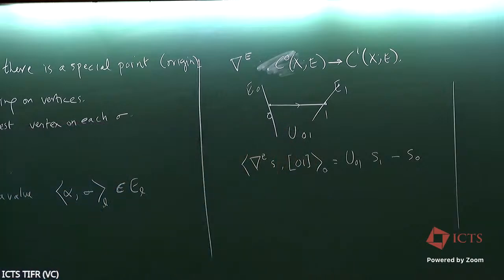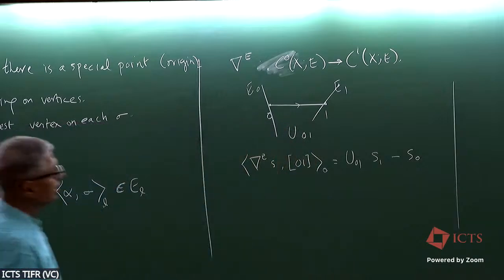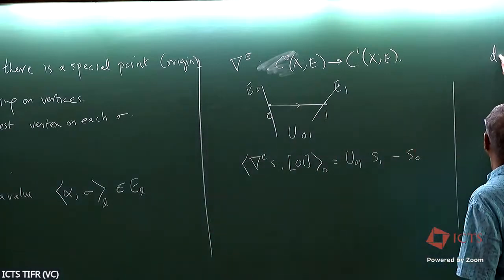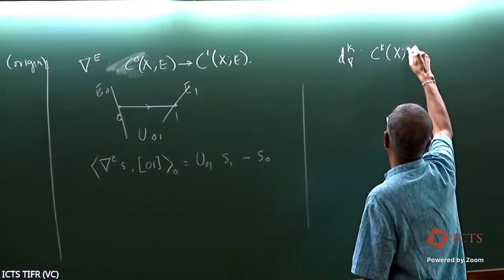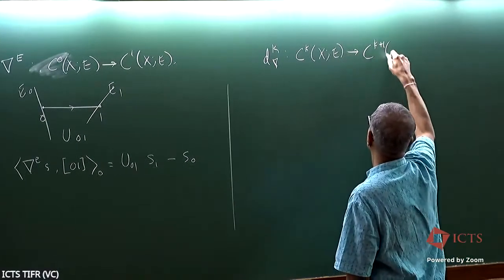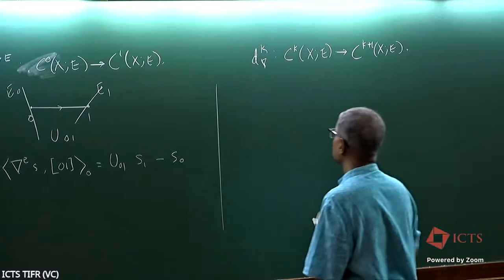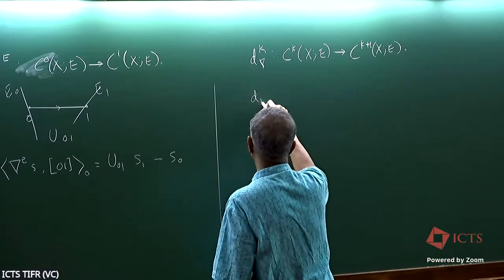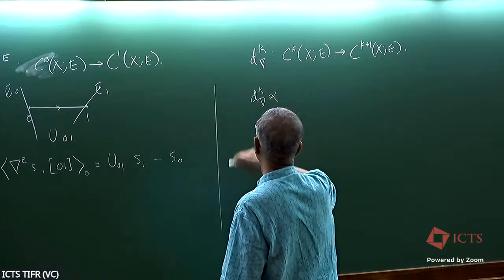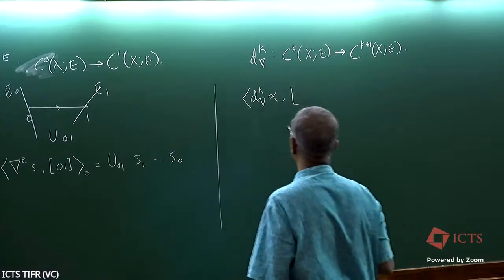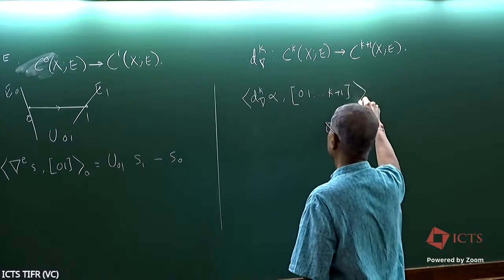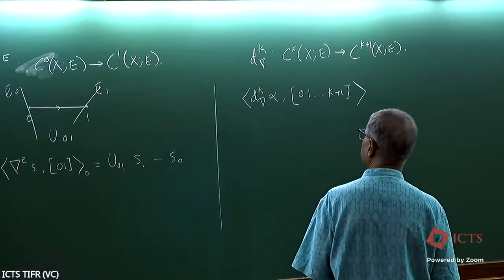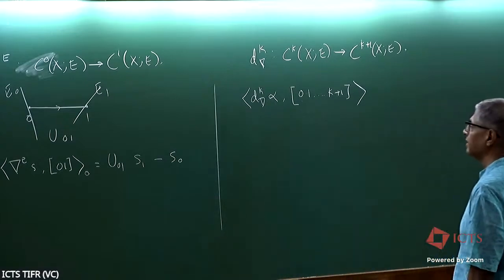And the extension to d nabla k, which maps C^k(X; E) to C^(k+1)(X; E), is the following. d nabla k of some alpha, when I evaluate it on a (k+1)-cochain, I need to give it a (k+1)-simplex.